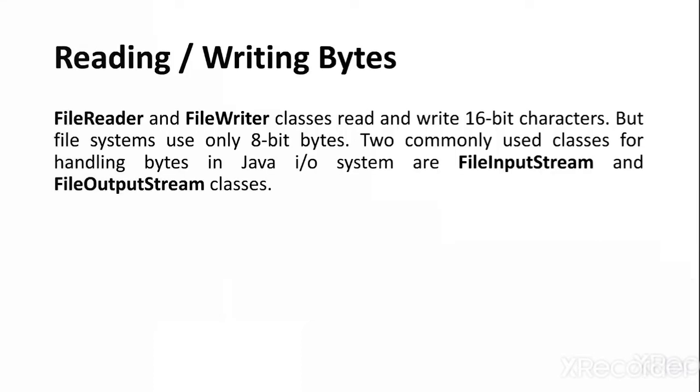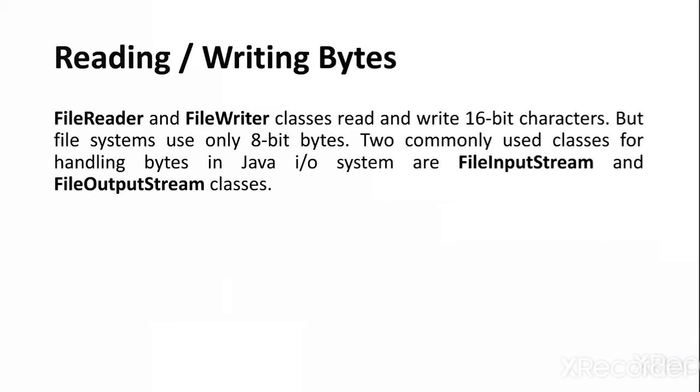Reading and writing bytes. We have used the FileReader and FileWriter classes to read and write 16-bit characters. However, most file systems use only 8-bit bytes. As pointed out earlier, the Java input output system provides a number of classes that can handle 8-bit bytes. The two commonly used classes for handling bytes are FileInputStream and FileOutputStream. We can use these in place of FileReader and FileWriter in the previous program that we discussed in our previous session.